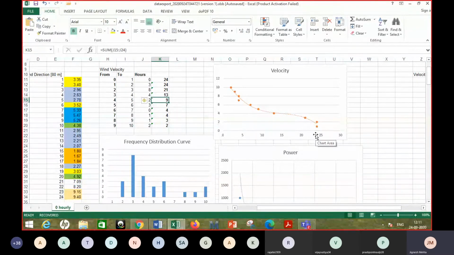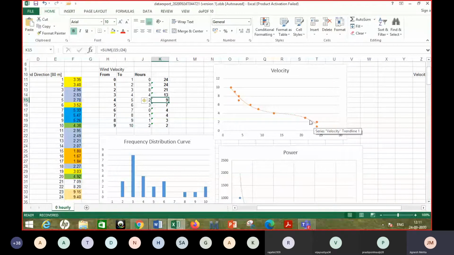But then as you are talking about higher and higher velocity, so now velocity is on the vertical axis and number of hours is on the horizontal axis. And this has been plotted for 24 hours. It should be plotted for the total number of hours in a year. So it will make it 8760 hours, but I have done it for 24 hours.